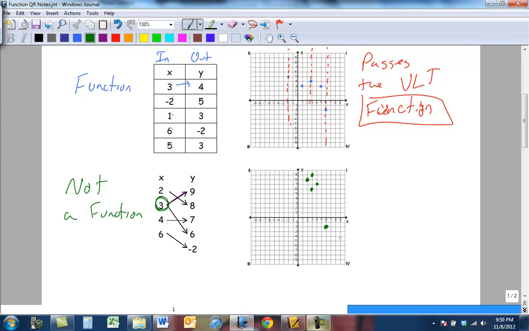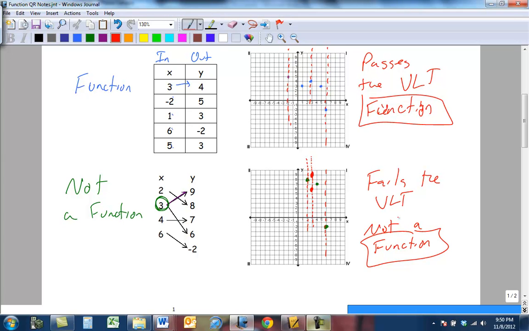So, does this graph here pass the vertical line test? Well, right here it goes through one point. Right here it goes through one point. However, when x is 3, going through this vertical line, we go through 2 of these points. Because we go through more than one point, this fails the vertical line test. So this is not a function. And that's what's up with functions.